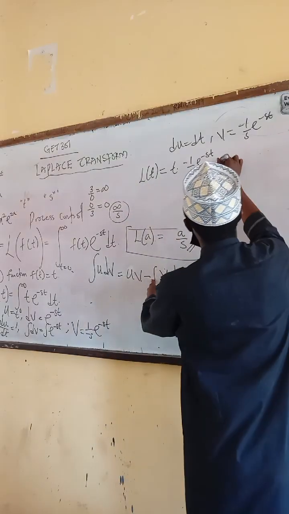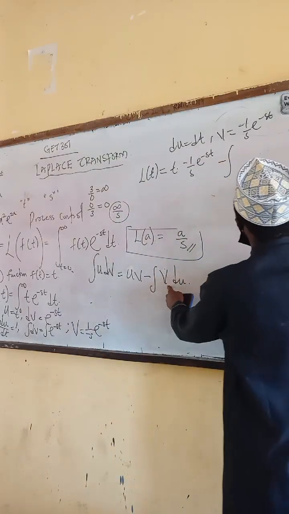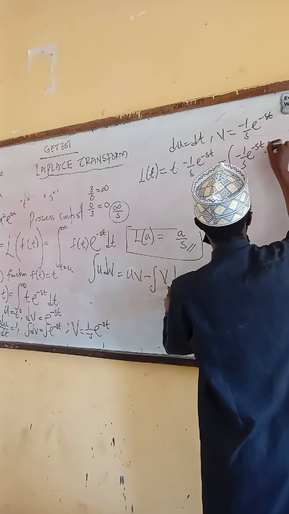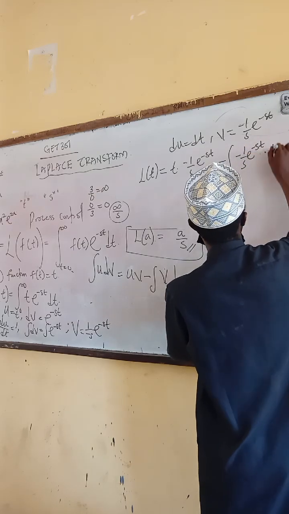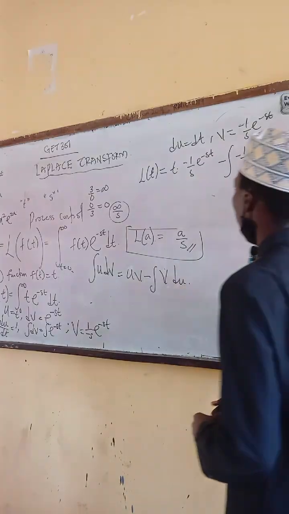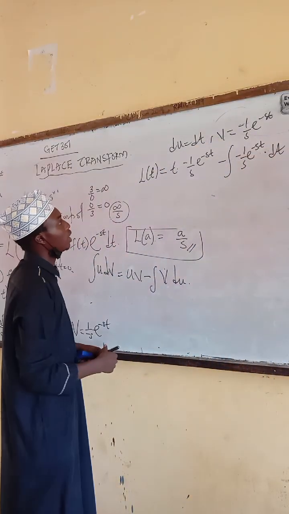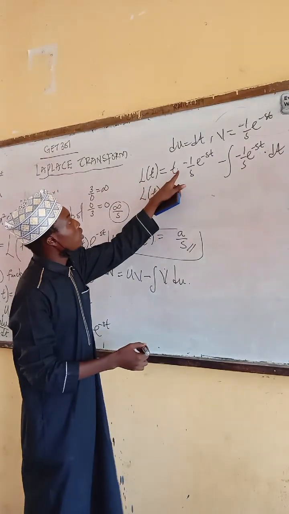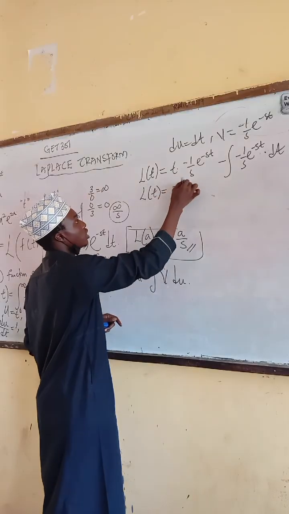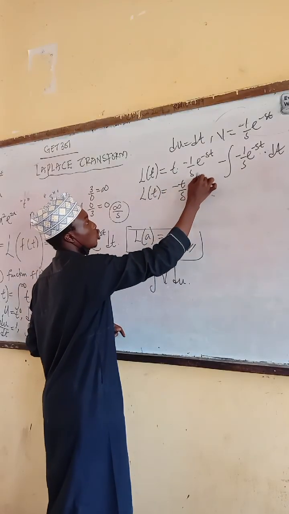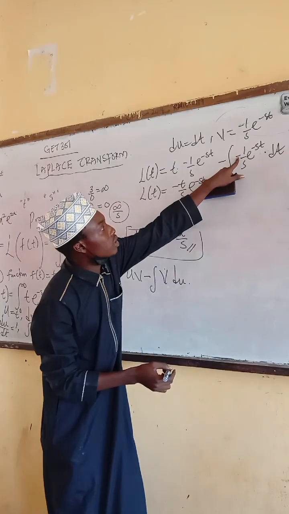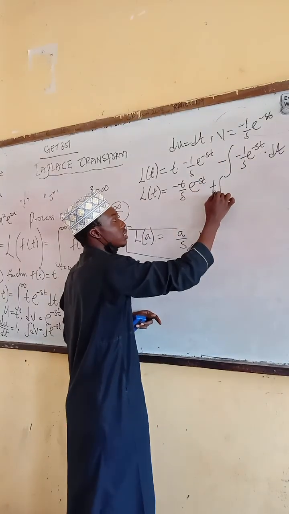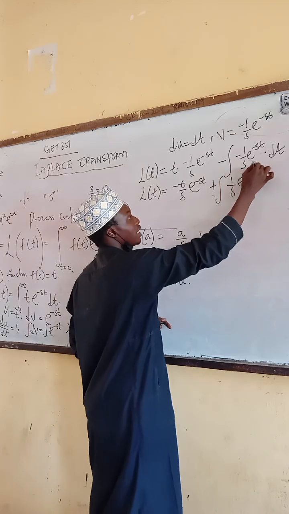I'm still following the formula, minus integral of v du, where v is minus 1 over s exponential minus st, multiplied by du, and du is dt. Now the Laplace of t is equal to t times minus 1, so you have minus t over s exponential minus st. This minus, take it out: minus times minus gives plus. Then integral of 1 over s exponential minus st dt.